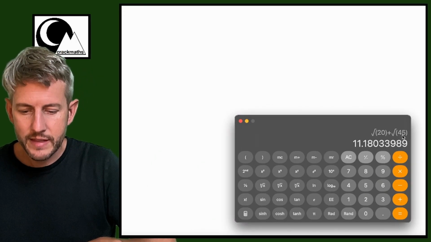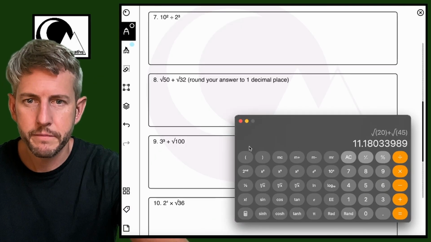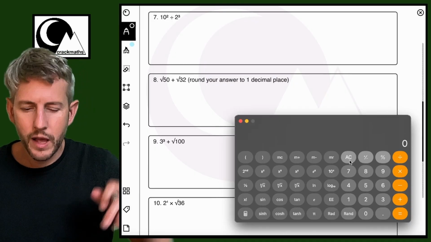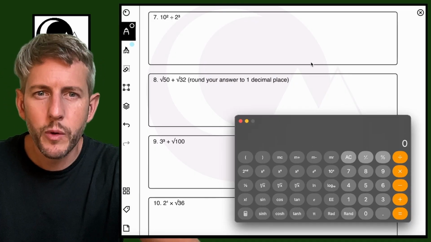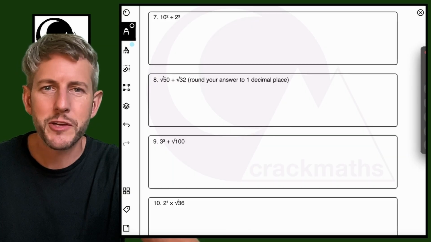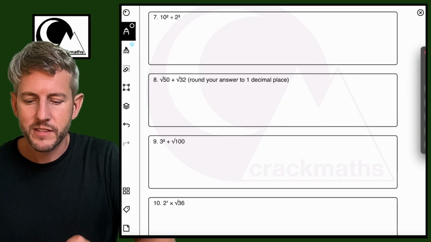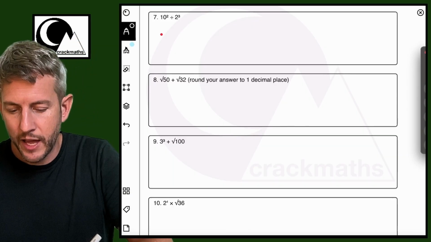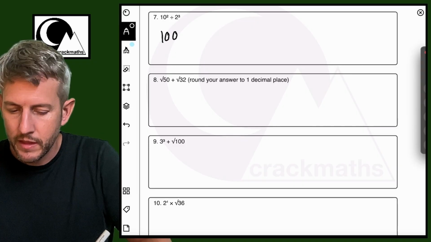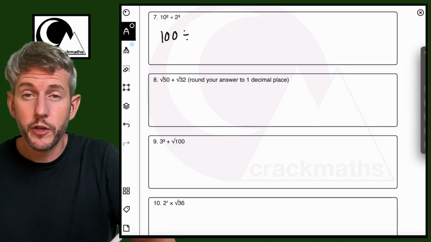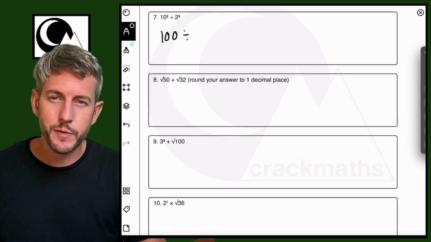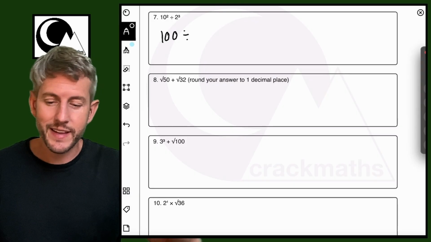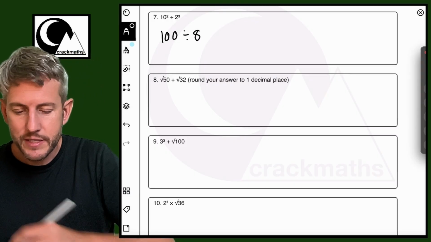Right, let's look at this next one here. Okay, so this one we could potentially probably do without a calculator. So I will remove it just to make sure that we get the practice of that. So 10 squared is 100 because that's 10 times 10. Divided by 2 cubed. So 2 cubed is 2 times 2 times 2. 2 times 2 is 4. 4 times 2 is 8. So this is 100 divided by 8.